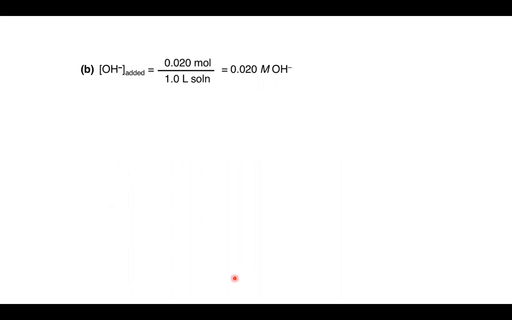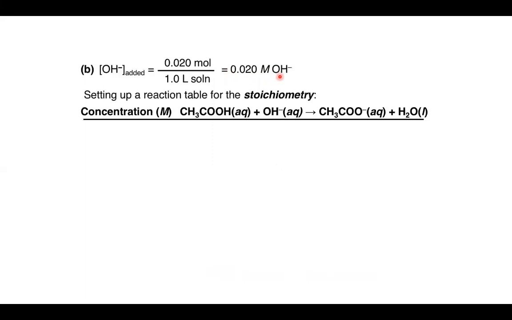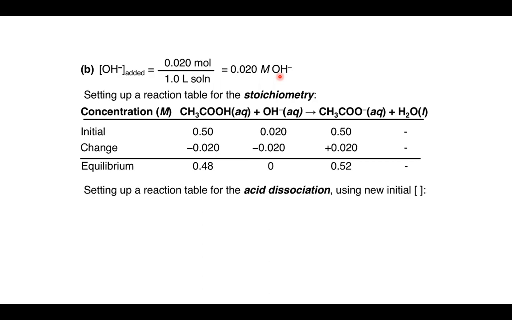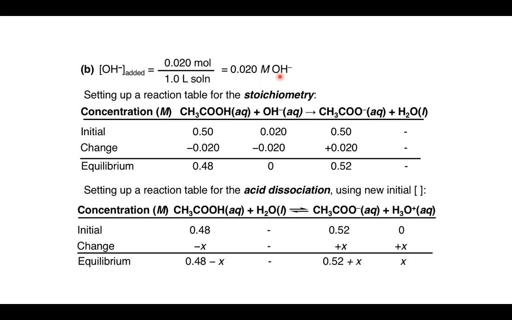Then for B, we'll be adding hydroxide. So how much hydroxide are we adding? So we're adding 0.020 moles per liter hydroxide ions. So we set up the reaction table for the stoichiometry where we will react the weak acid with the base. And then we set up the reaction table for the acid dissociation using the new initial concentrations. Then we fill in the values.